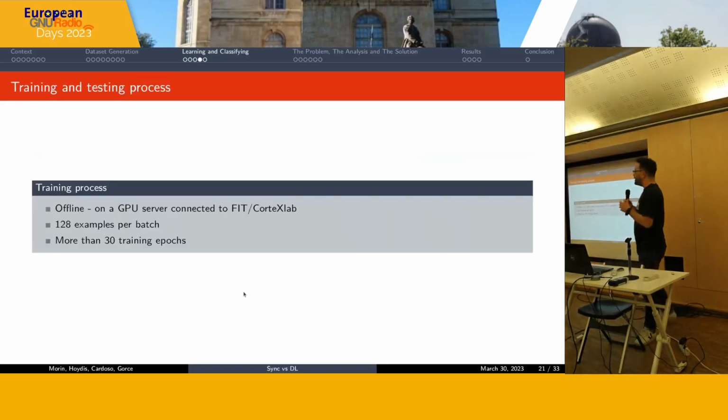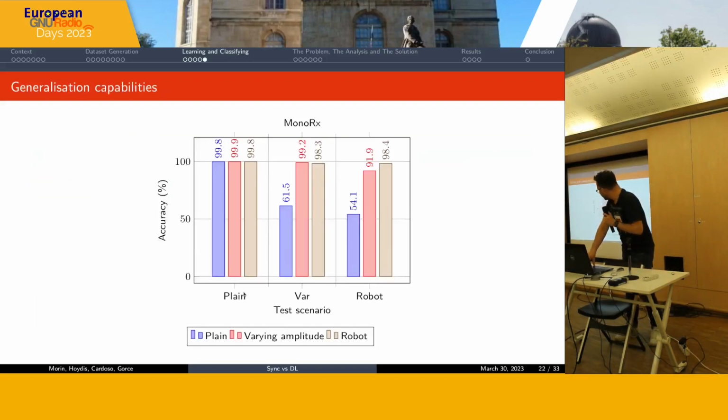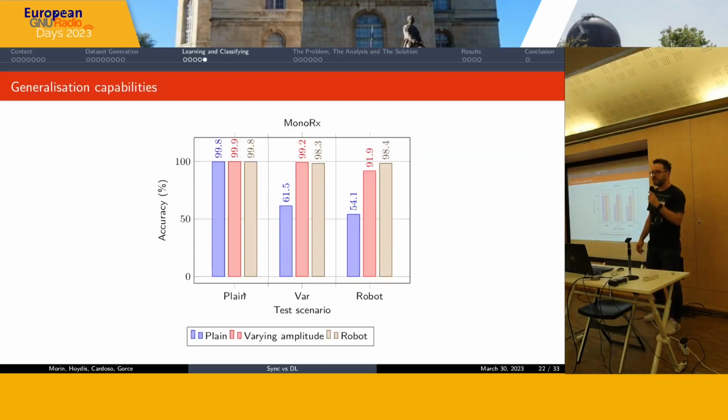Okay, so we did the training offline with the GPU, which is also part of CorteXlab. I didn't say that before. We have a big GPU connected with, I think it's 20 gigabits per second, I don't remember, to the nodes. We can use that online, but we decided to do it offline. 128 examples per batch, and then 30 training epochs. And I'm just concerned about the time. And these are the results we get.